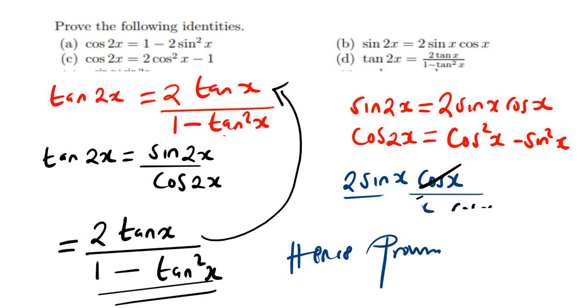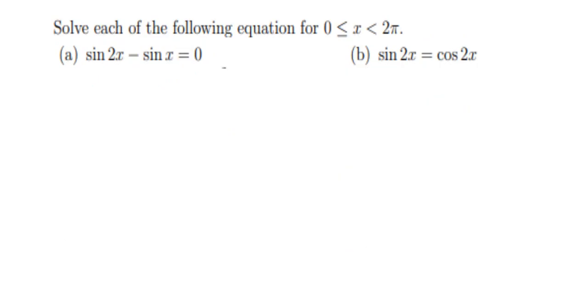Okay, so let's solve another question. We're asked to solve each of the following equations for the range where x is between 0 and 2 pi. 2 pi, we've said, is just the same as 360. So let's start with the first question.